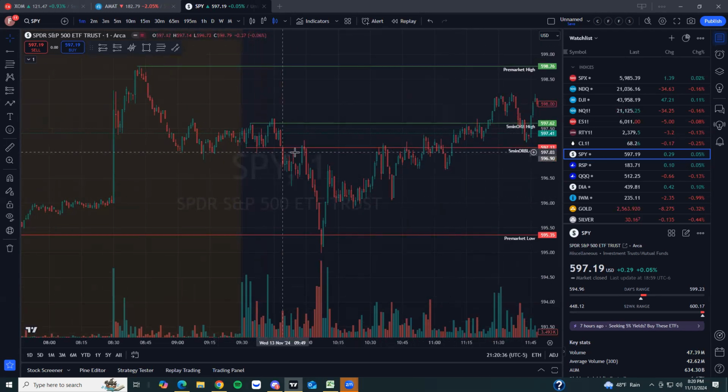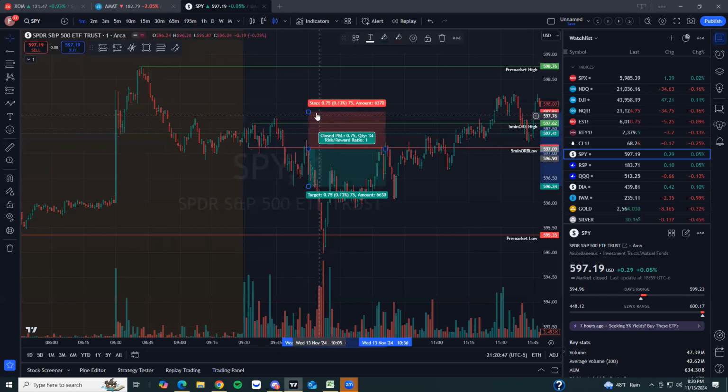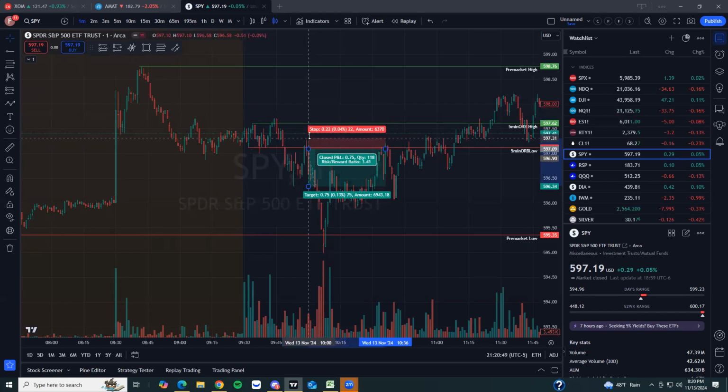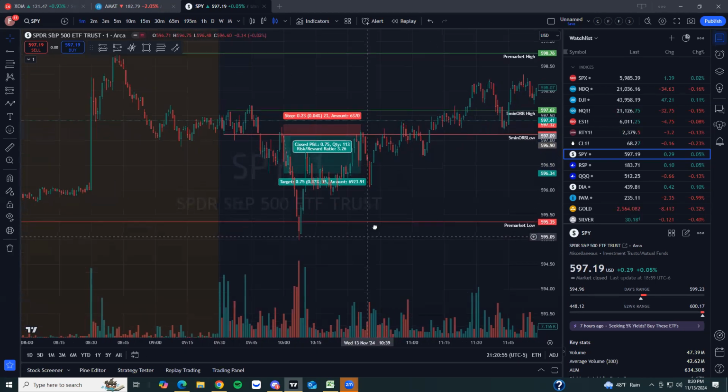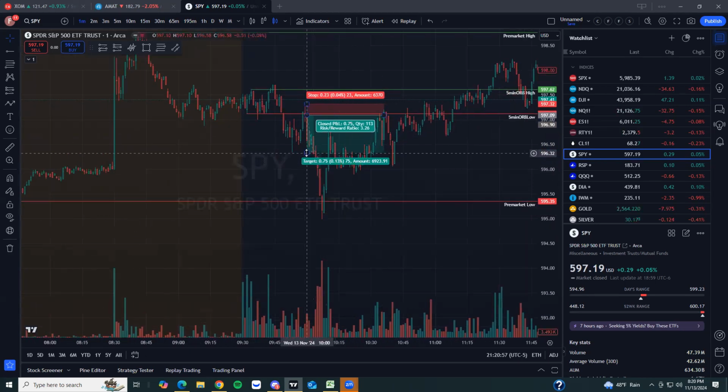So here it is off the morning. Market opens. I wait for the 5. I marked it off. I actually took this trade earlier today. Off that doji candle, this is where I went in right there. I had my stop just above that wick. And I targeted the pre-market low as my target.